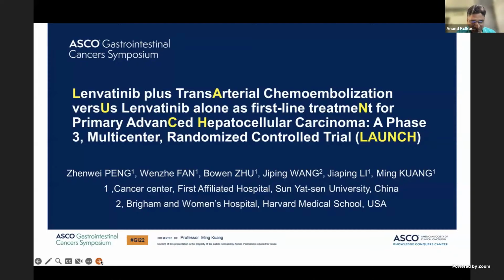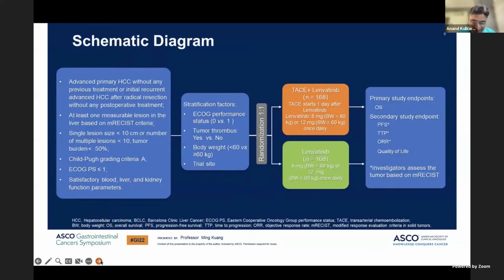The next trial, that is the LAUNCH trial, lenvatinib plus trans-arterial chemoembolization versus lenvatinib alone as first-line treatment for advanced HCC. This is a multi-center randomized controlled trial. This has been discussed in detail in the next few slides. Quite a recent study, an interesting study to know actually.